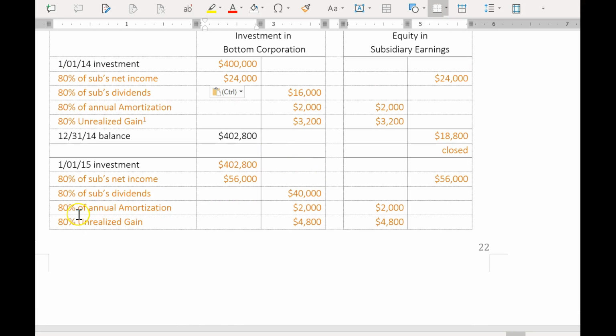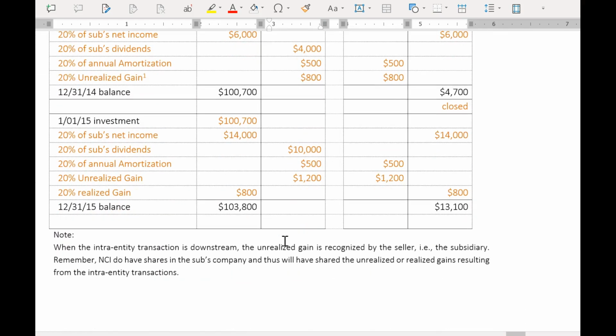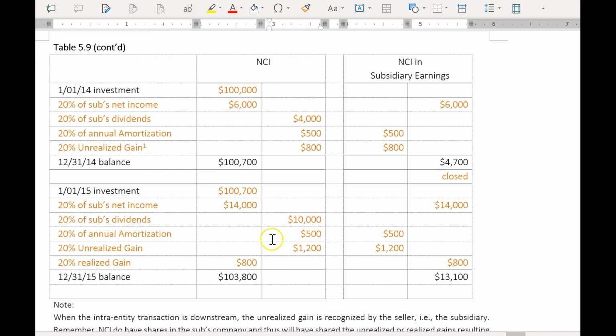In 2015, there is a new sale between the two parties, so there is a new unrealized gain, 80% of the 6,000, that's 4,800, okay? Now you will see that the NCI's record actually mirrors the parent's. Of course, those are imaginary accounts. As I said, it's not on the parent's books. It's just for our convenience to predict NCI and NCI in net income. So the NCI has a beginning balance of investment plus 20% of net income minus 20% of dividend minus 20% amortization, and then 20% of unrealized gain, 800. Next year, it reverses this 800 with the NCI in net income, you can see.